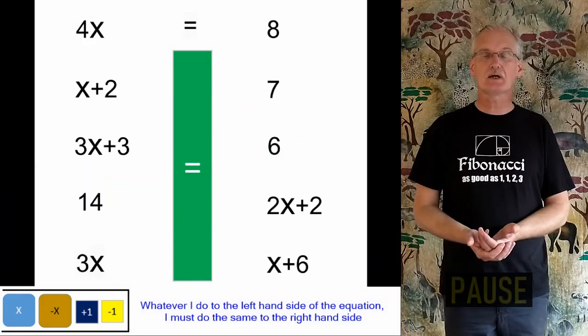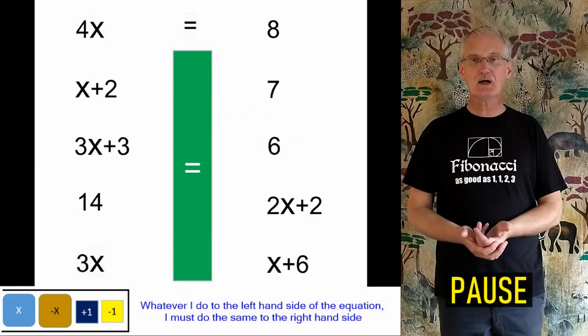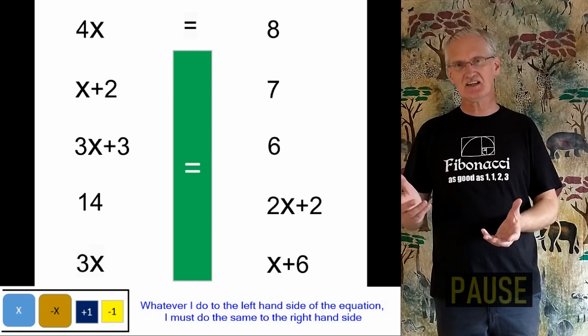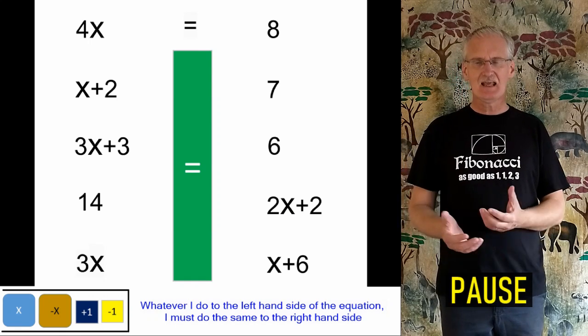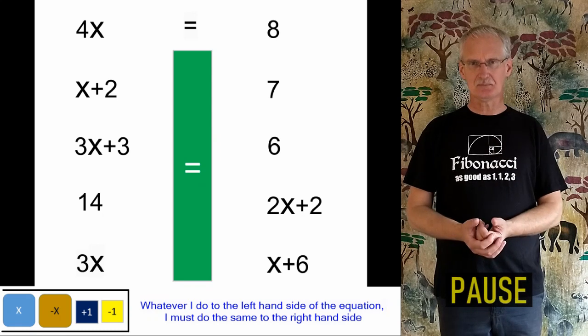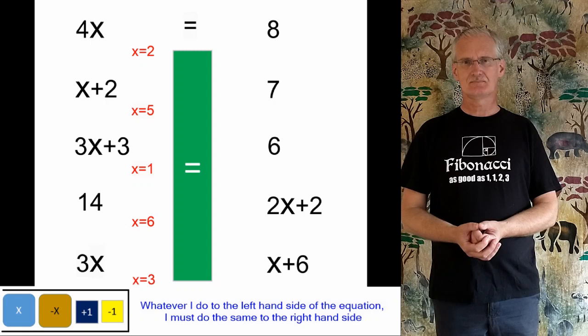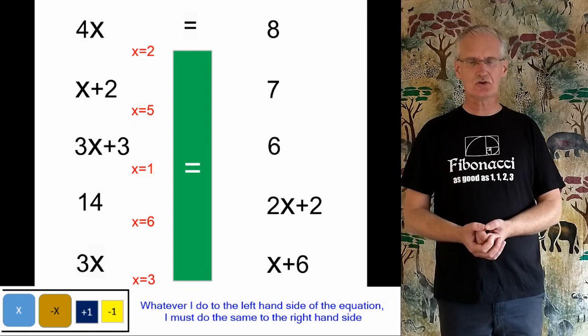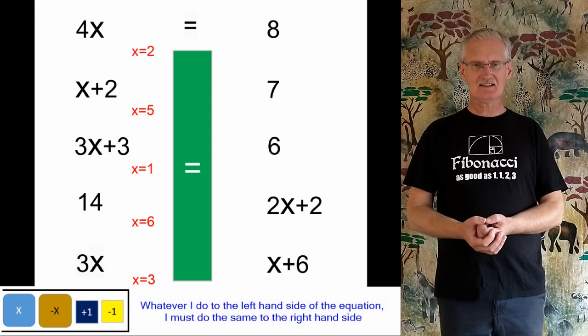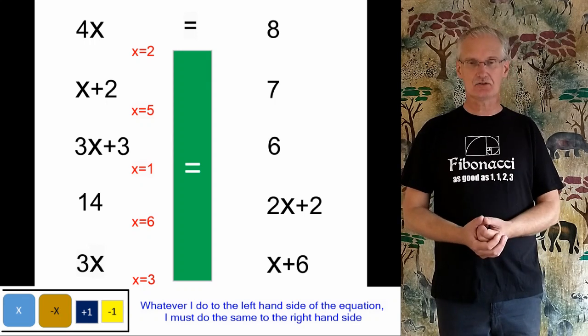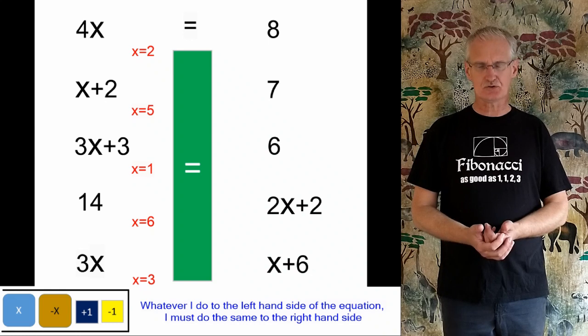What I want you to do right now is hit the pause button and try some of these. Do use the algebra tiles, set up 4x's, set up positive 8, manipulate them, and I'll give you the answers in a moment. So there are your answers. X is 2, x is 5, x is 1, x is 6, and x is 3. How did you get on? If you're not sure, go back and have another try. That's the wonder of YouTube.